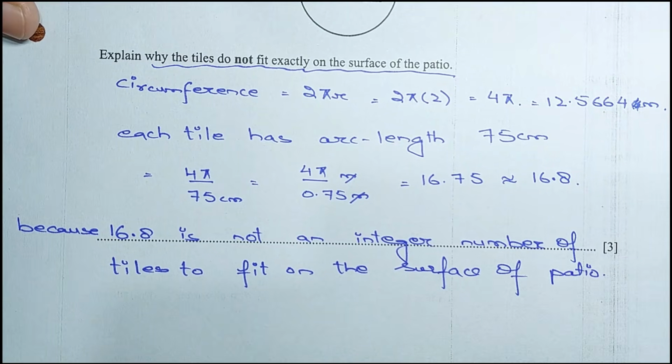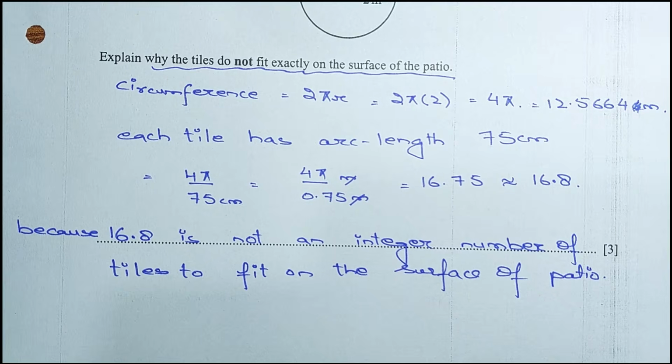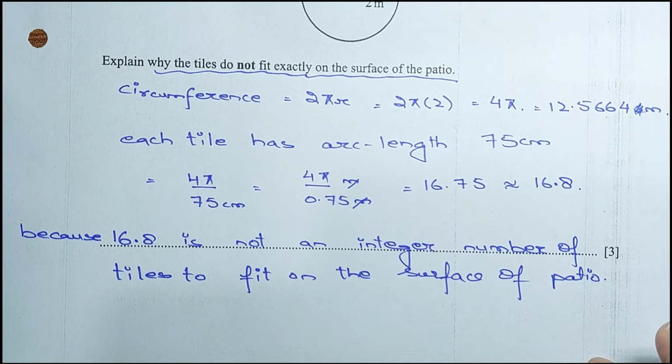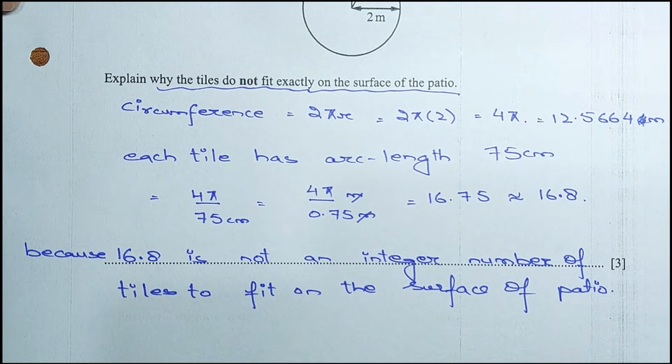All right. Okay, so if it is an integer number, then they will exactly fit on the surface of the patio. But since this is not an integer number, some of the space should be left. I hope this makes sense now.